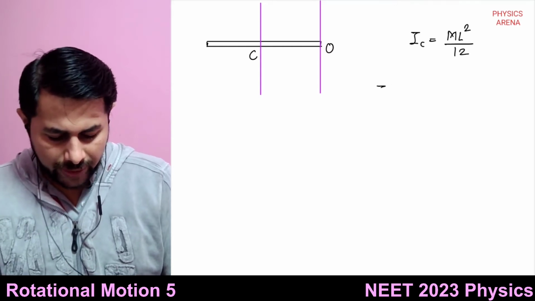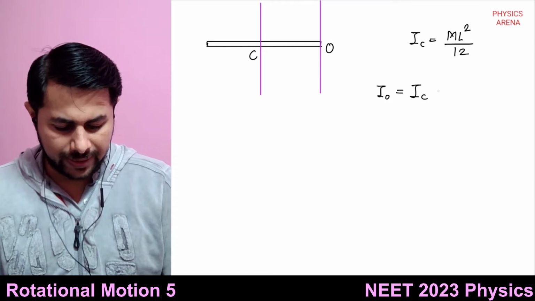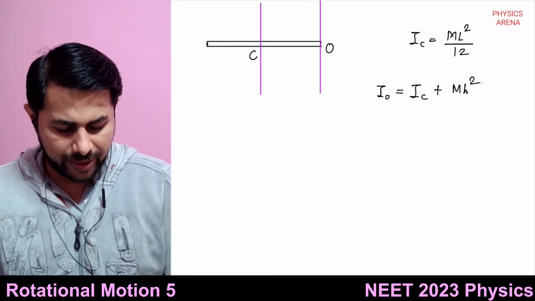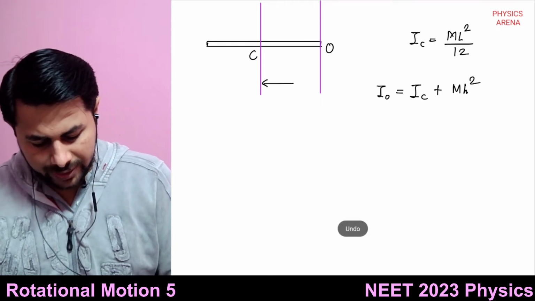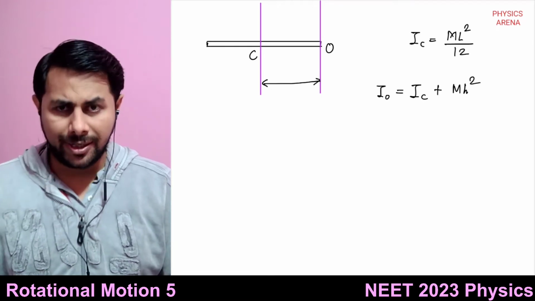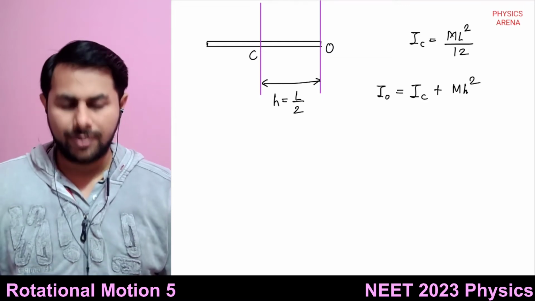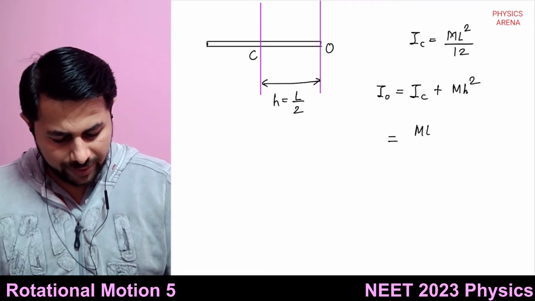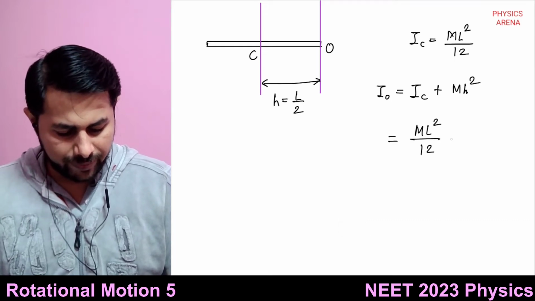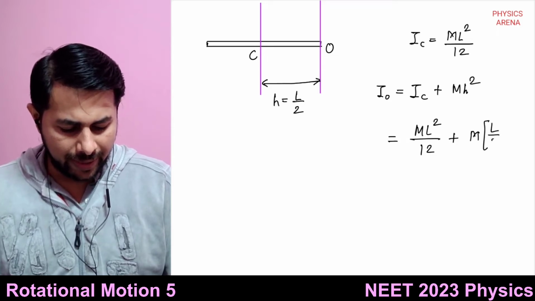So we know the parallel axis theorem says IO is equal to IC plus mh square. And how much is this distance? It is L by 2, right? So h is equal to L by 2. So let's substitute: IC is ml square divided by 12 plus we have m multiplied by L by 2 square.